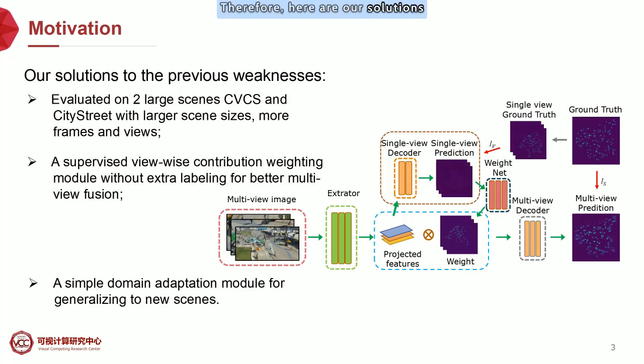Therefore, here are our solutions to the previous weaknesses. First of all, we evaluated the model on two large scenes, CVCS and City Street, with larger scene sizes, more frames, and views. Then we propose a supervised view-wise contribution weighting module without extra labeling for better multi-view fusion. In the end, we take a simple domain adaptation module for generalizing to new scenes.